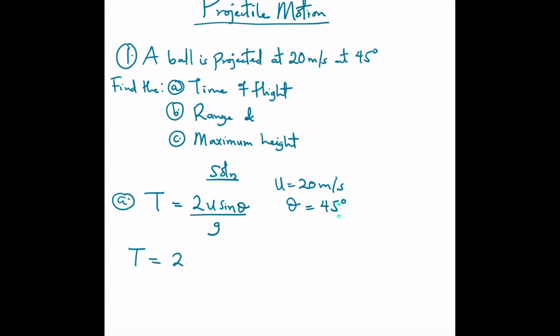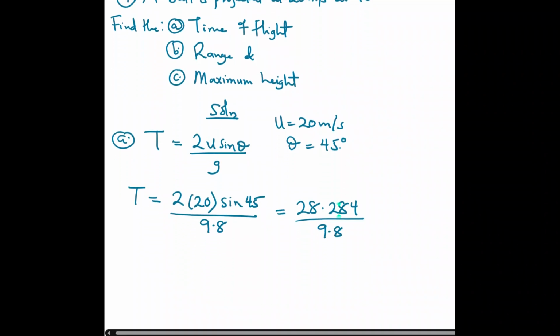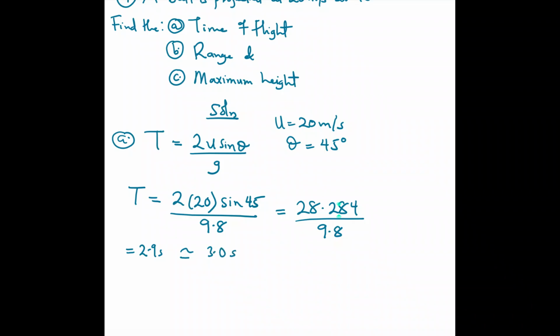So T equals 2 times 20 sine 45 divided by G. G is acceleration due to gravity, which is 9.8. 2 times 20 times sine 45 will give us 28.284 divided by 9.8. We punch that in the calculator and we should get 2.9 seconds, so that's approximately 3.0 seconds.